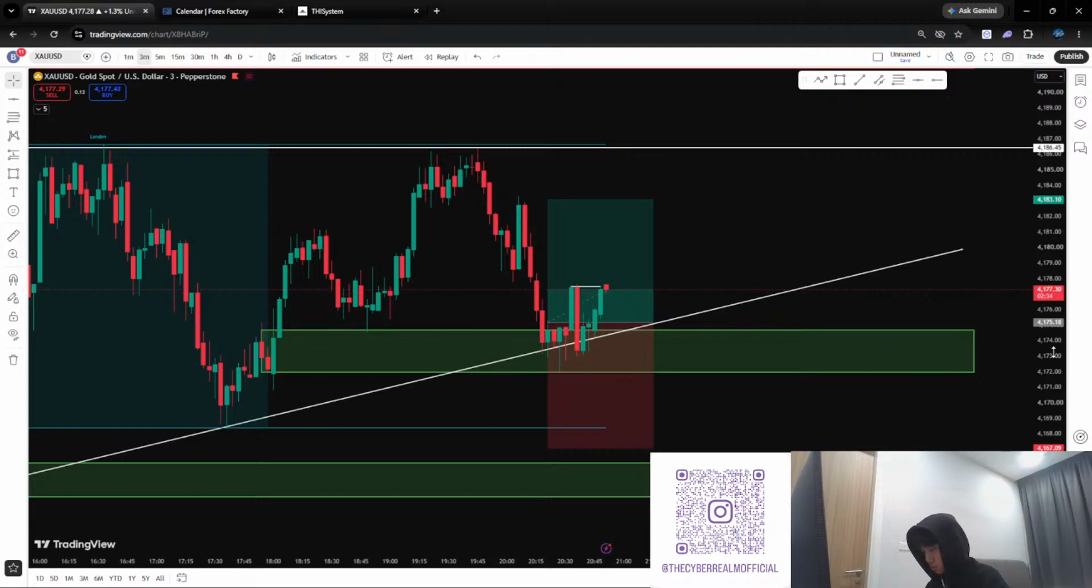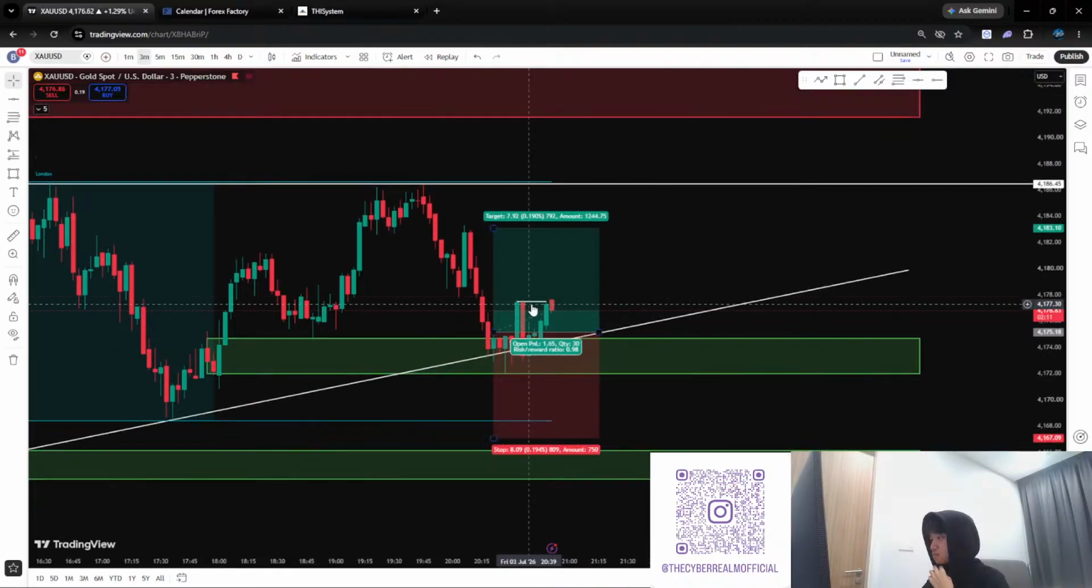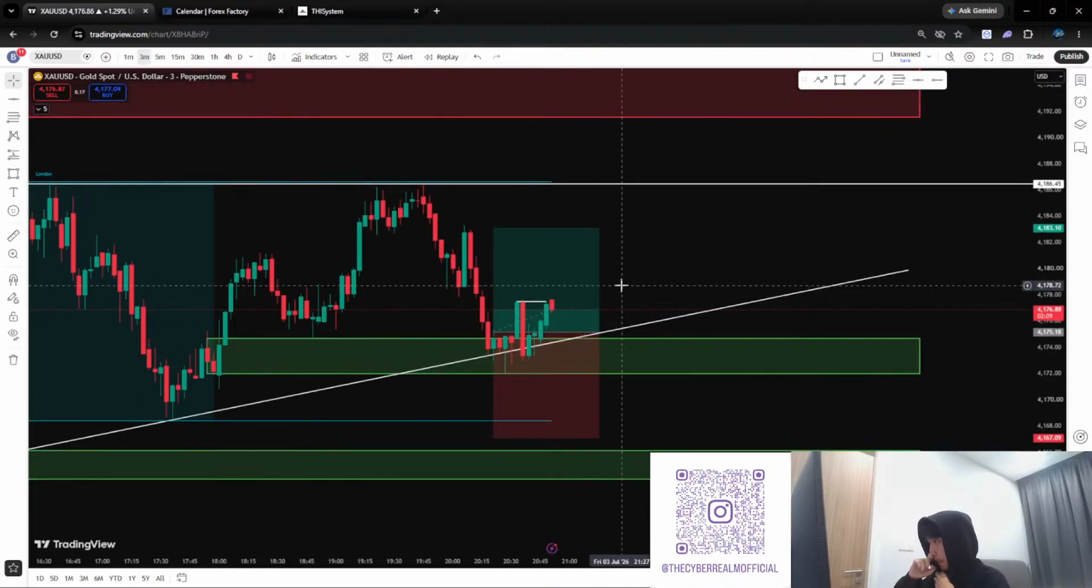It has not broken that high yet, guys. The TradingView is a little bit snappy, but it has not broken that high yet. If it breaks that high, then only will I tell you guys the next step and the next move. Let's see how this will react. Patience is the key.